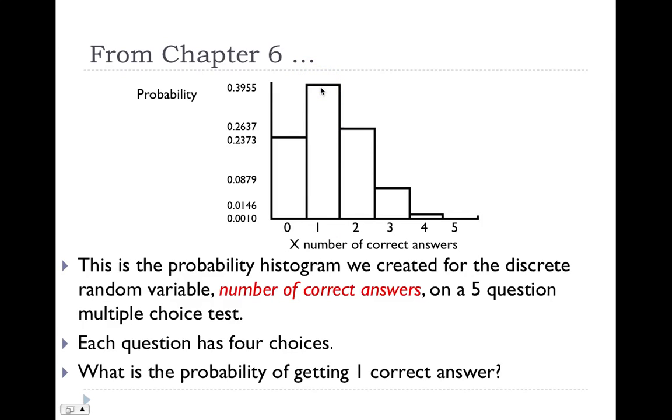Reading the histogram, what's the probability of getting 1 correct answer? You should look at x equals 1, look at the height of the rectangle. One correct answer is 0.3955, which is the probability, or 39.55%.